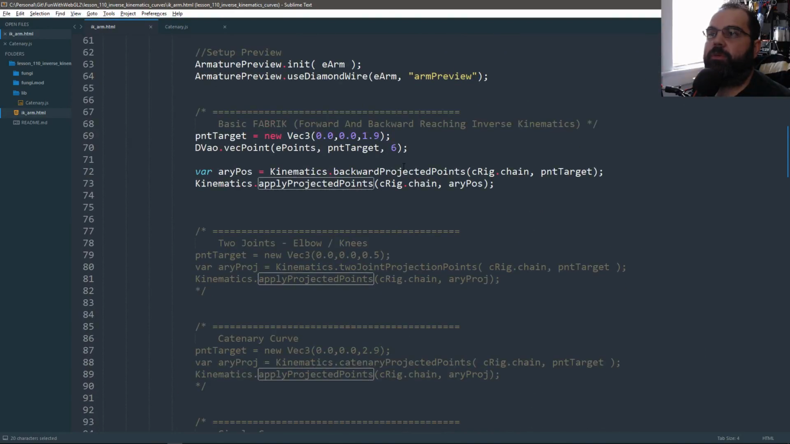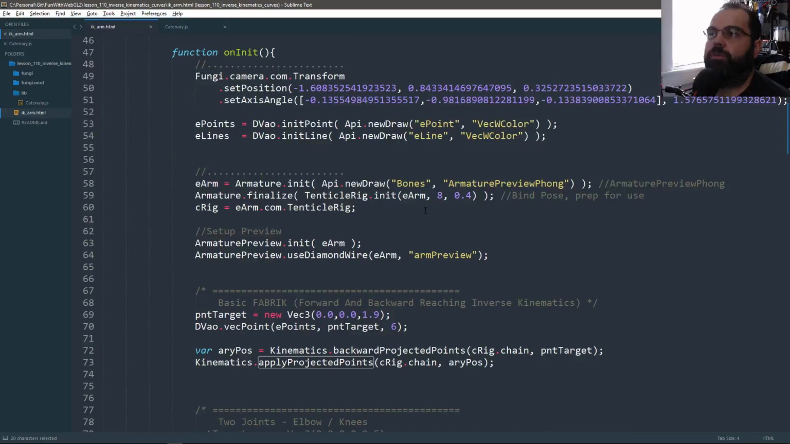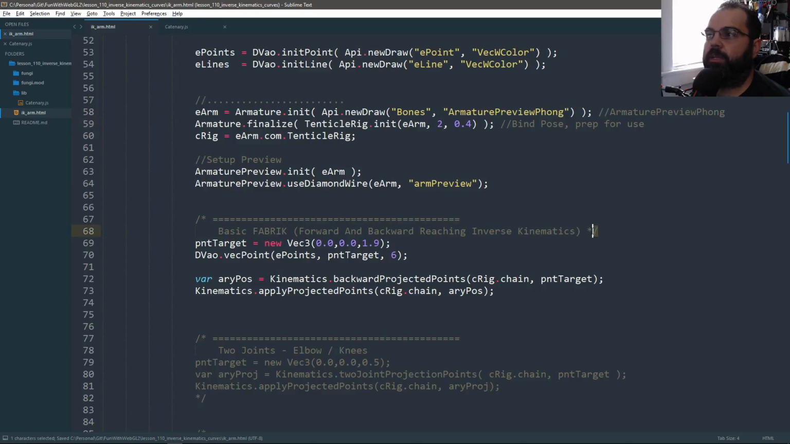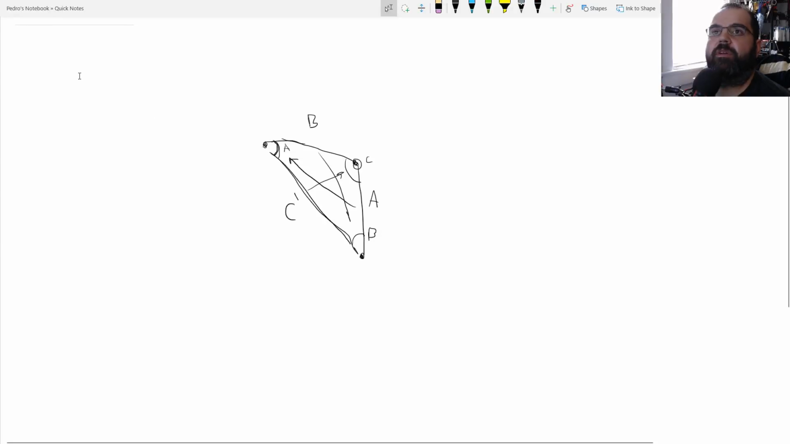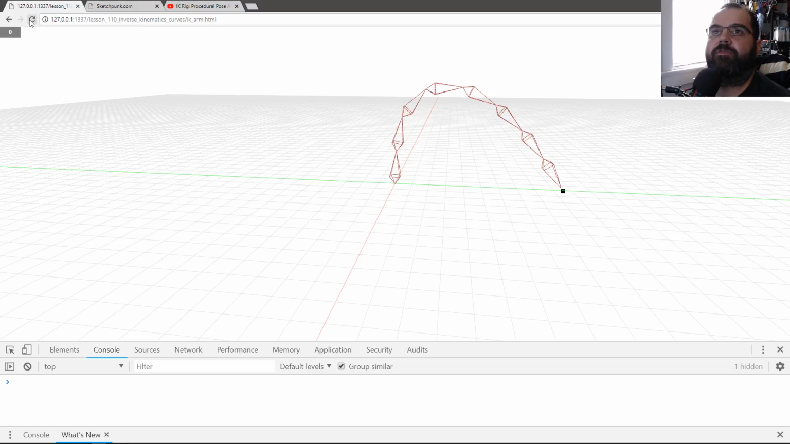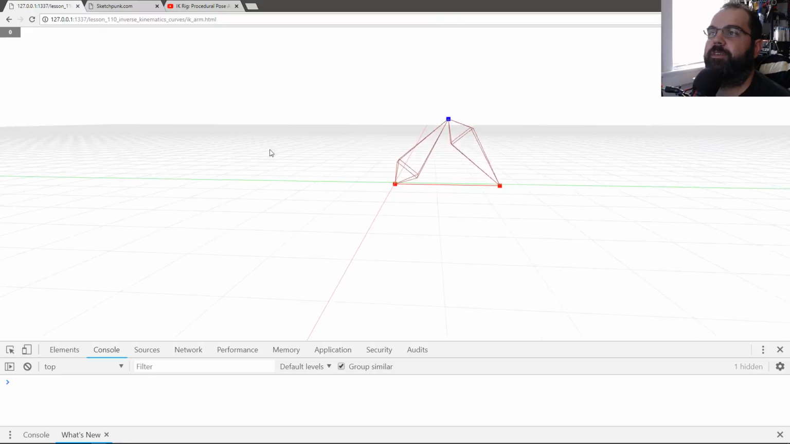So now we need to switch over to doing elbow joints and knee joints. So let's move it to 2, and we're going to get rid of our basic FABRIK, and apply our two joints. So we're going to use our two joints. Click refresh, and there you go. Very simple.